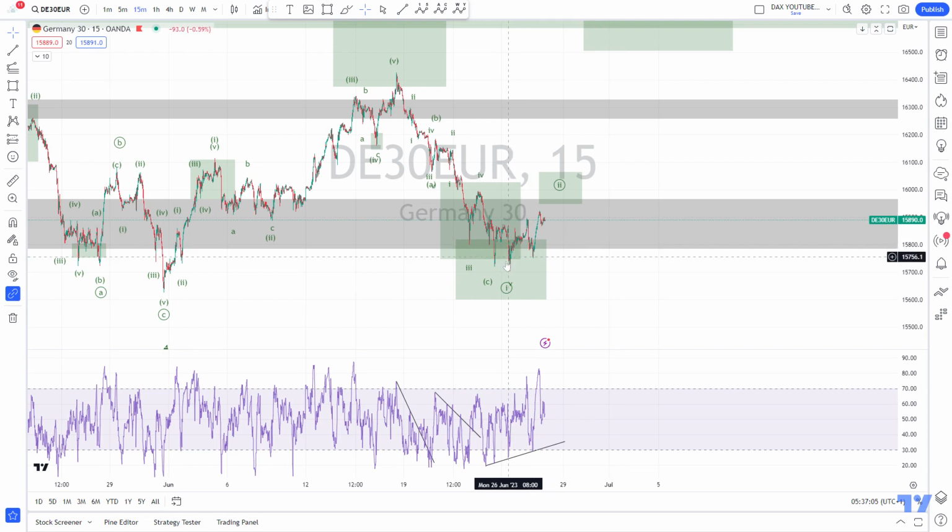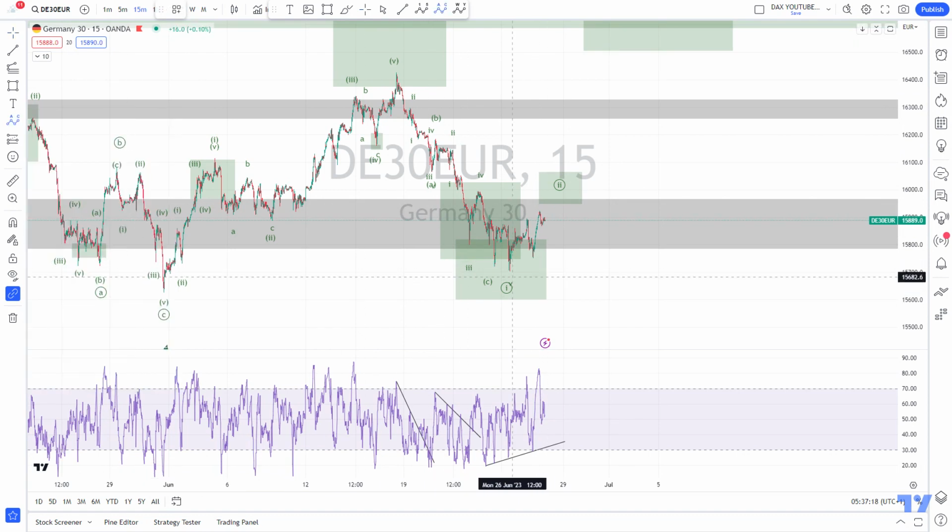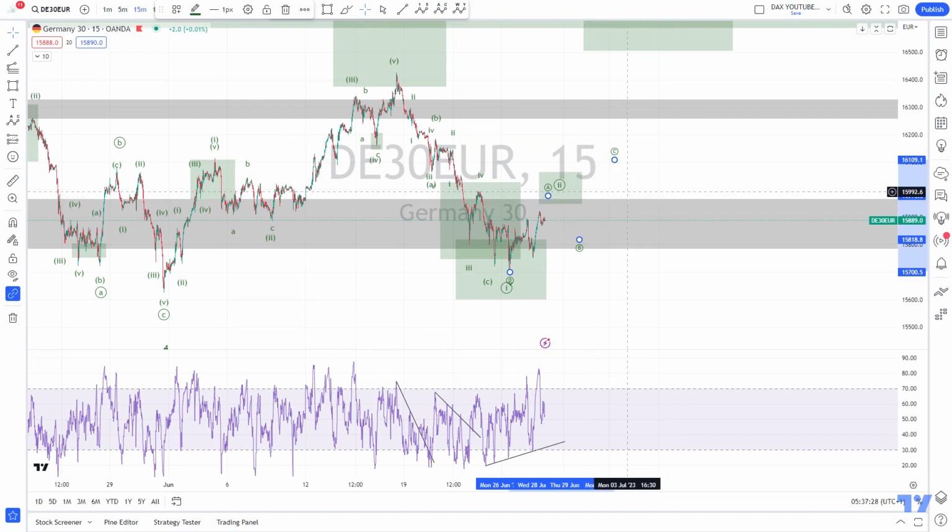This can be our ABC, like I drew it now, A, B, C, up into this area, or maybe this is just our wave A for now, so then it can become something like this, that this is just A, then we have a B down, and then we have a C up, that our wave 2 is higher, I mean, where our C leg ends.